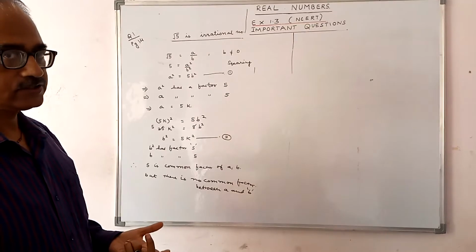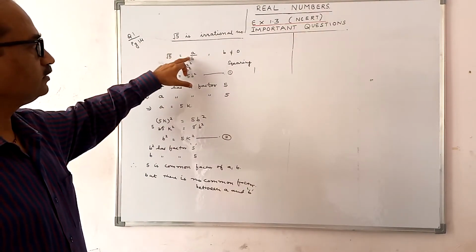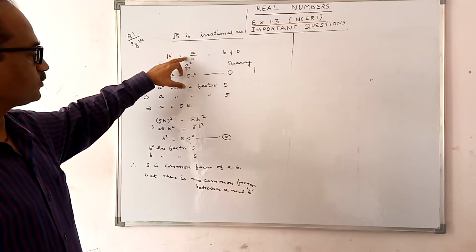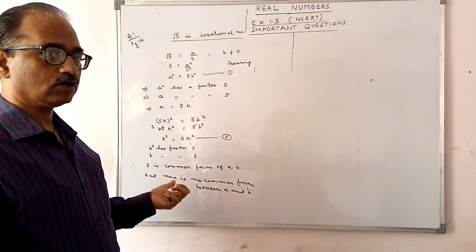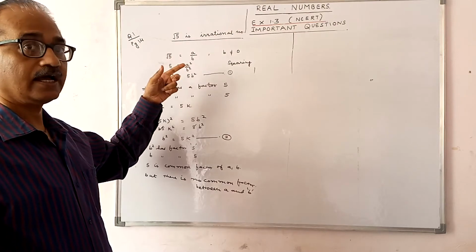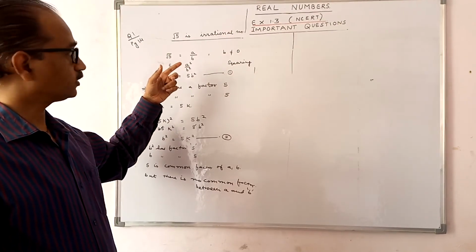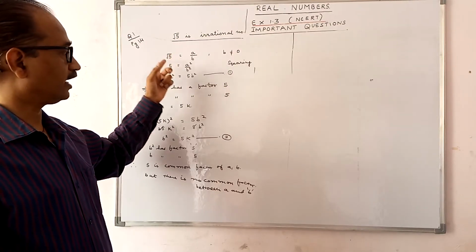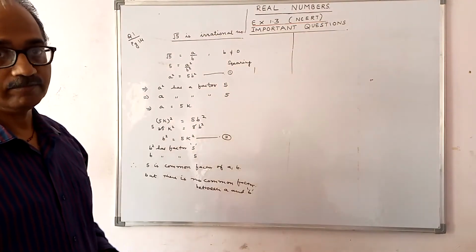The contradiction is that we have taken that it was equal to A upon B and there was no common factor between A and B. That means we have arrived at a contradiction. Therefore, our assumption is wrong. Our assumption was that root 5 is a rational number. That assumption is wrong. Therefore, root 5 is an irrational number.